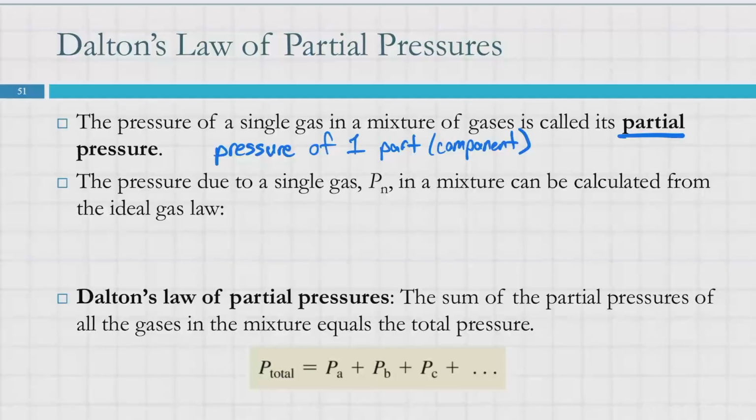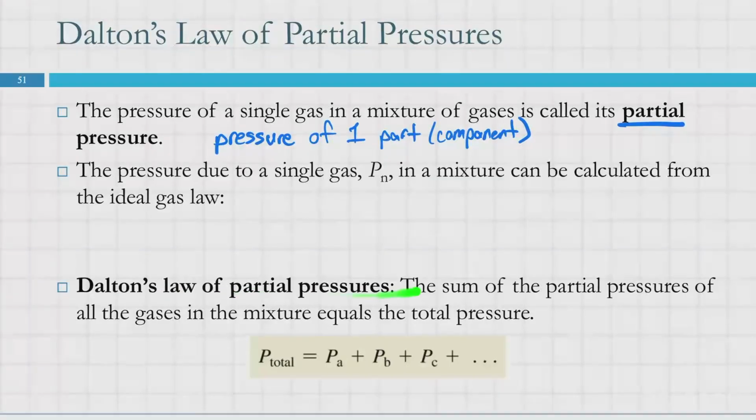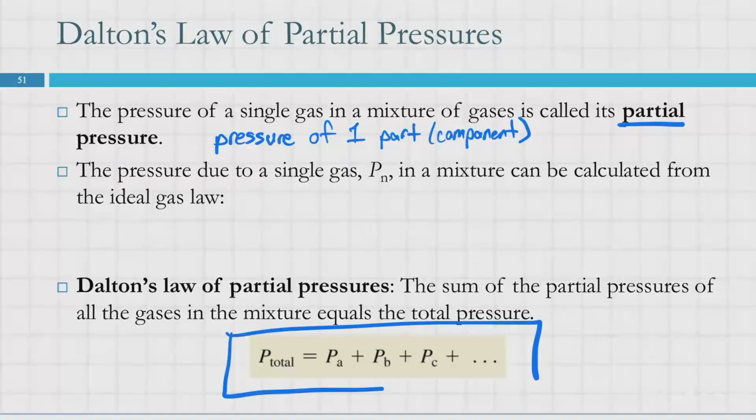And when our gases don't really interact very much, we can use Dalton's law of partial pressures. Dalton's law says that the sum of the partial pressures equals the total pressure. So all the gases have their own little component, their own little contribution to the pressure, and they just add up linearly. And you should have Dalton's law of partial pressures memorized.